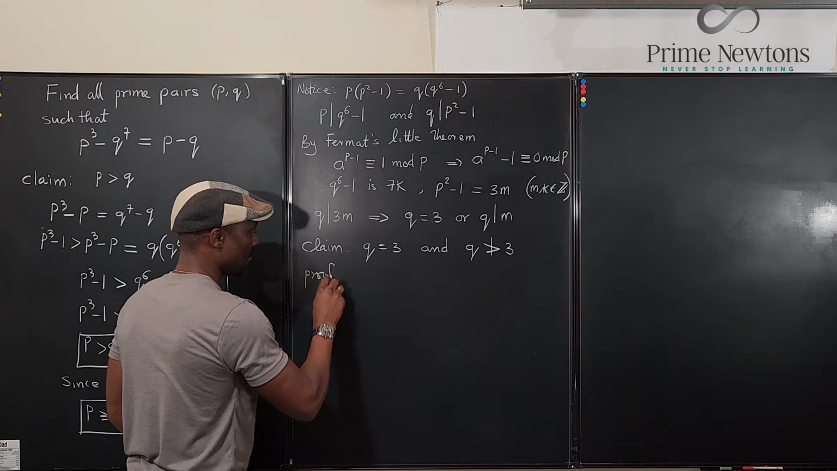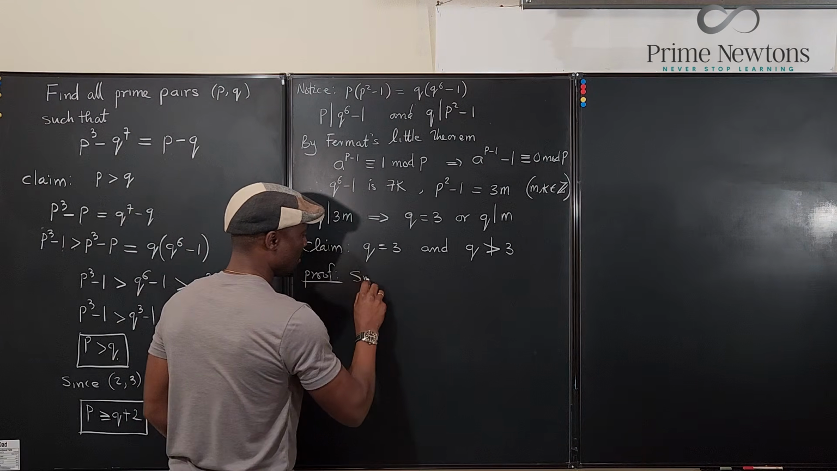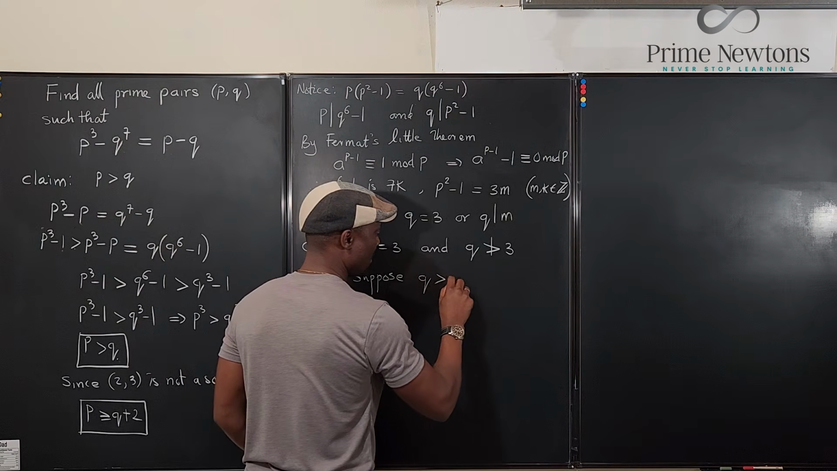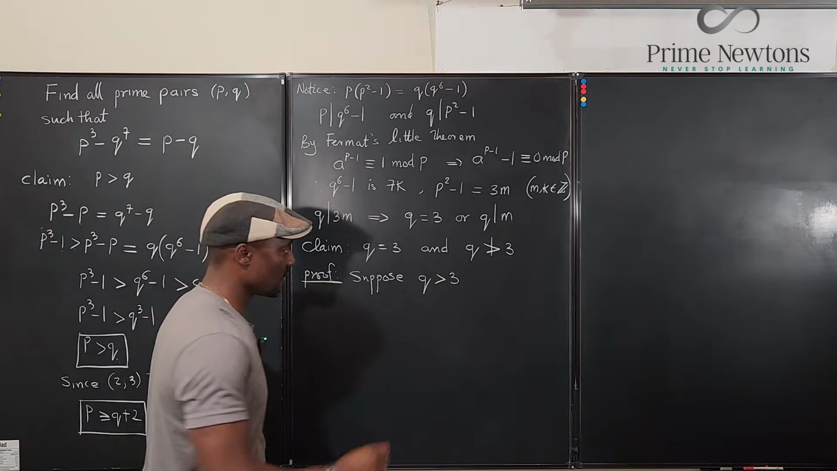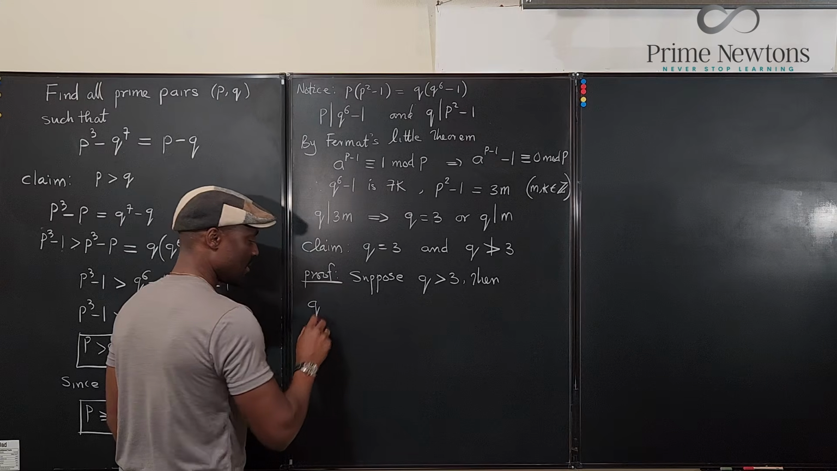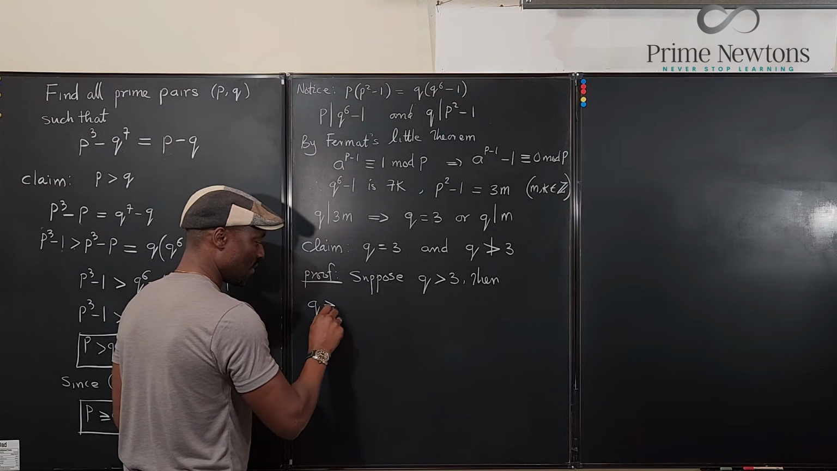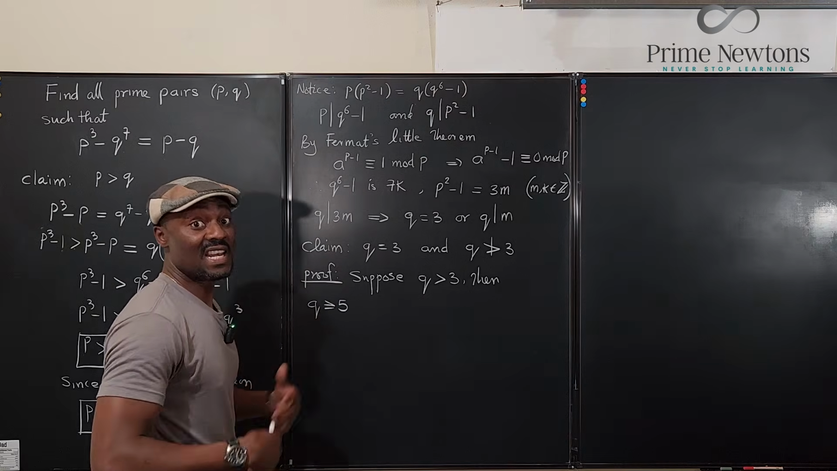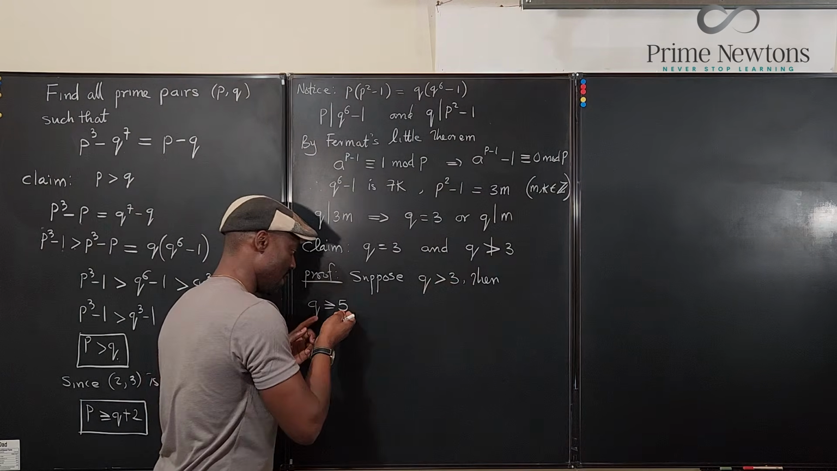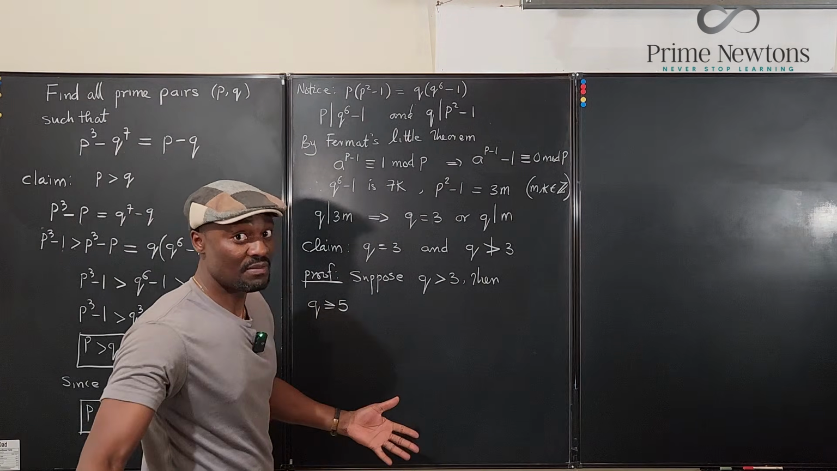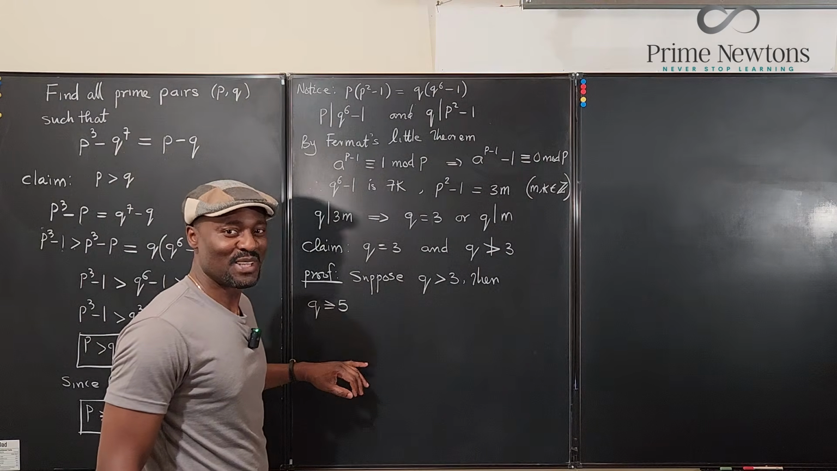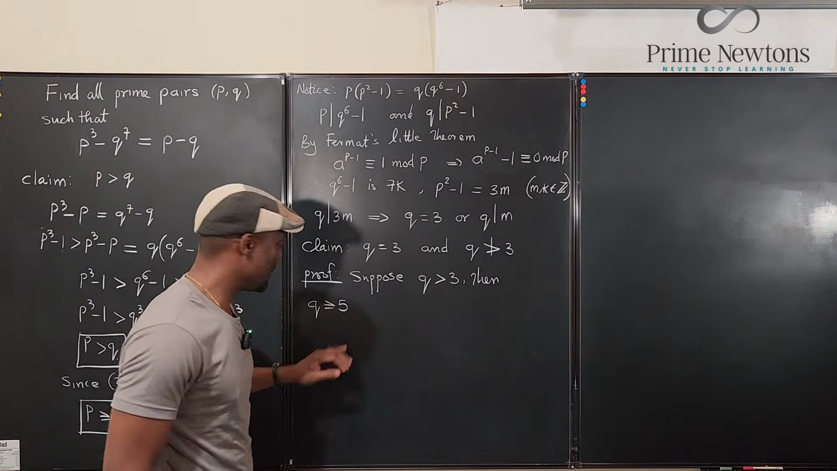Proof. Suppose q is greater than 3, then q is greater than or equal to 5, because that's the next prime number that we need, okay? If q is greater than 3, then it must be greater than or be 5, right? Okay, now we need something. Just hold on to this fact.